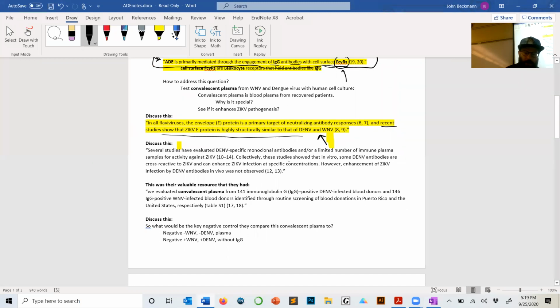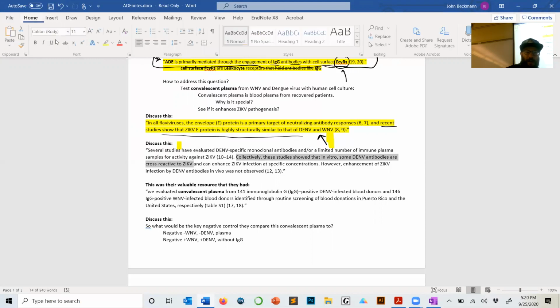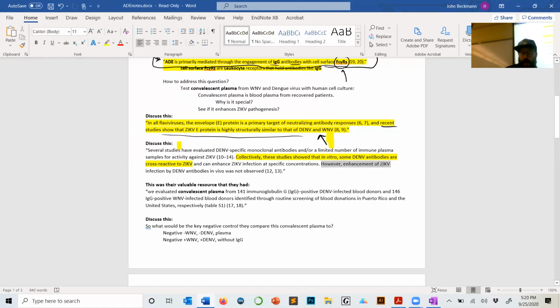Okay, another sentence. Several studies have evaluated dengue virus specific monoclonal antibodies or a limited number of immune plasma samples for activity against Zika virus. Collectively, these studies show that in vitro, some dengue virus antibodies are cross-reactive. So we just described what that would be. They're saying people have looked into this, and that is the case: antibodies that are produced against dengue virus are cross-reactive to Zika virus.